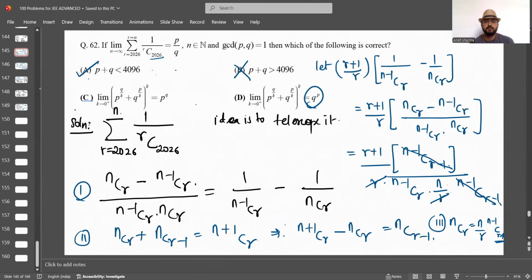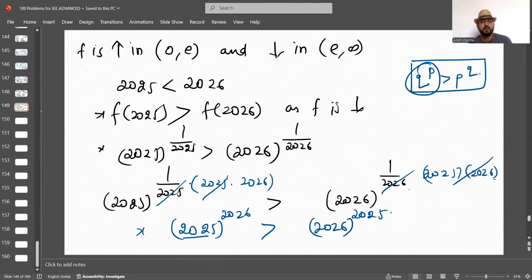Q to the power P. So yeah, D answer will be correct. That means C is incorrect. I hope this makes sense. Let's go for the next one.